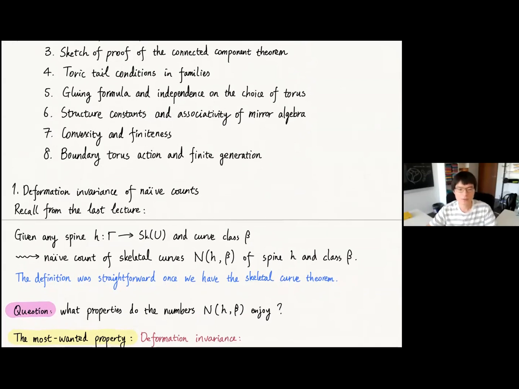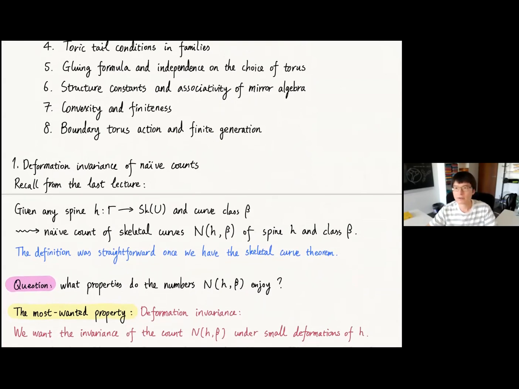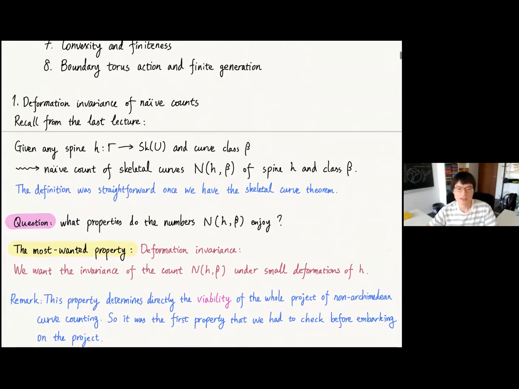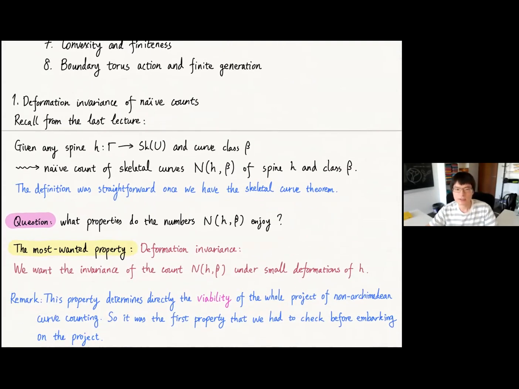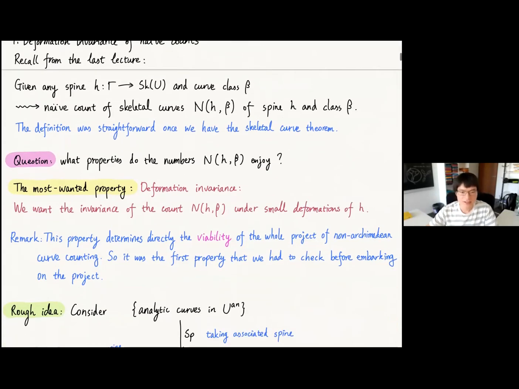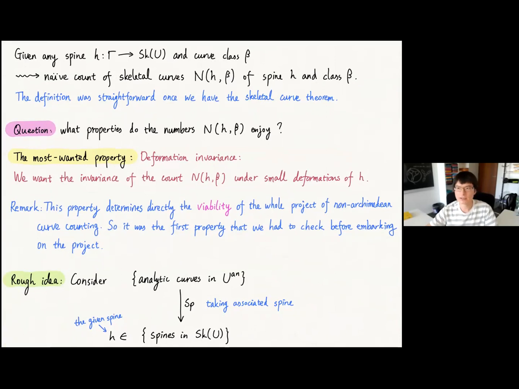The most wanted property is deformation invariance. We want the invariance of the count N_{H,beta} under small deformations of H. In fact, this property determines directly the viability of the whole project of non-Archimedean curve counting. So it was the first property that we had to check before embarking on the project. Here is the rough idea for deformation invariance.